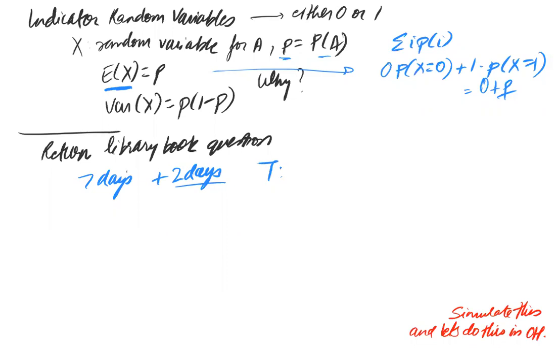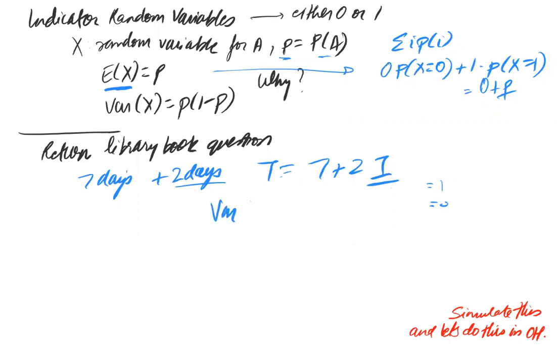So T would be equal to 7 plus 2I, where I is a random indicator variable. What it does is, if you return it at a foreign library, then it is equal to 1, which means that you'll have to add those 2 delivery or transit days into your total time. And if it is 0, then you have returned it to your own library. Okay, and then you're also given that 50% of the patrons return their books to a foreign library, so 50% return it to their original libraries, right? So T is 7 plus 2I.